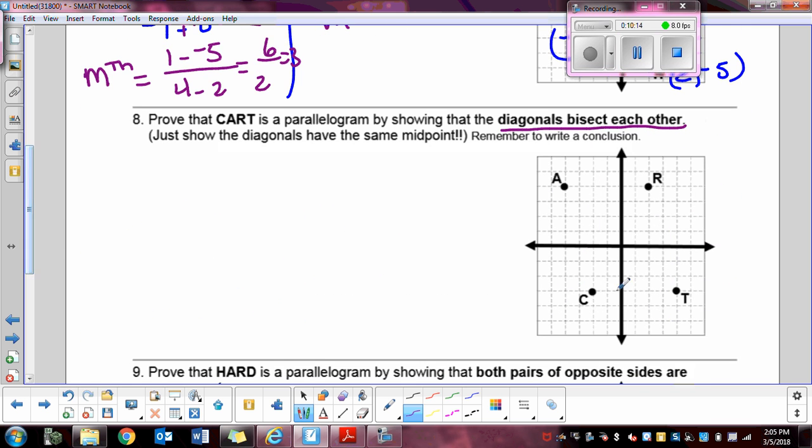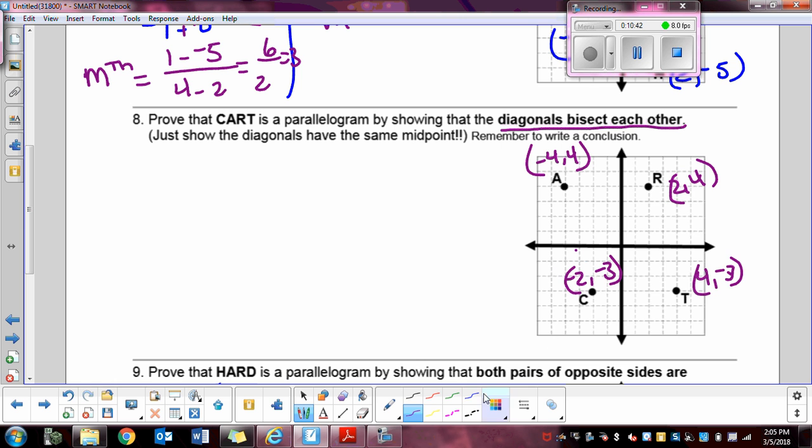Okay. So A is at negative 1, 2, 3, 4, up 1, 2, 3, 4. So negative 4, 4. And T is at 1, 2, 3, 4, 1, 2, 3. So 4, negative 3. And then R is at 2, 1, 2, 3, 4, 2, 4. And then C is at negative 2, negative 3.